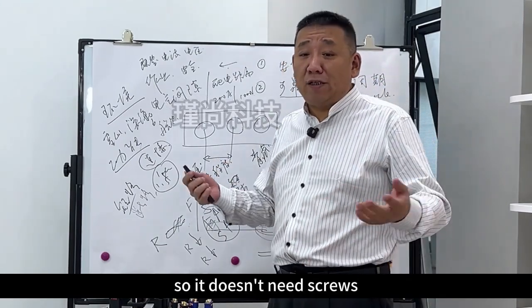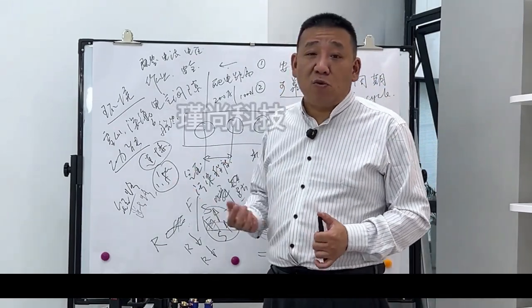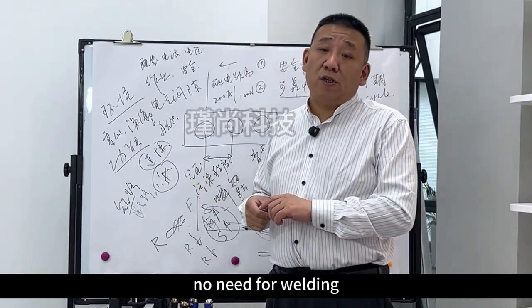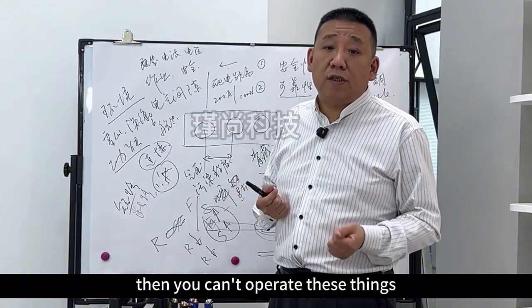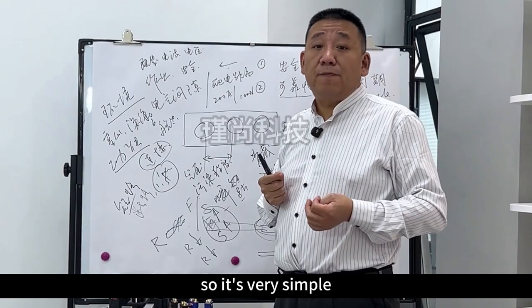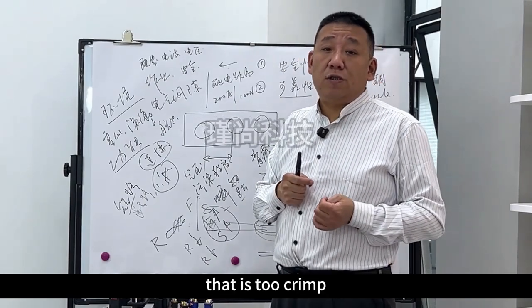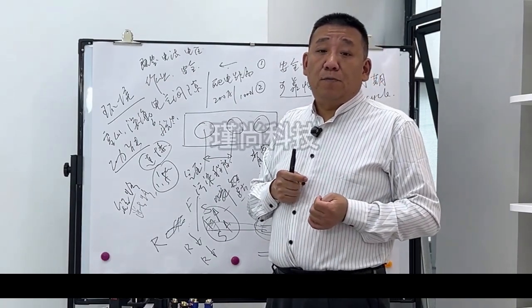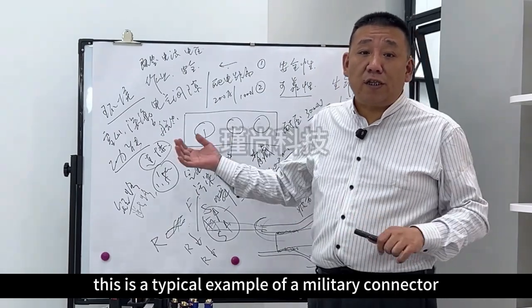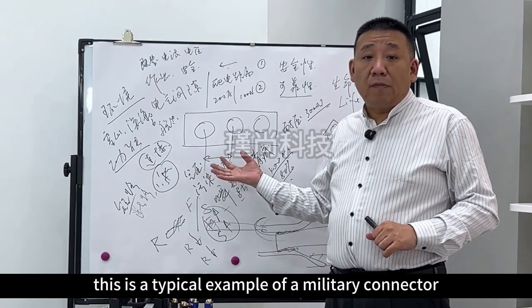So it doesn't need screws. Preferably, no screws are required, and no need for welding, because then you can't operate these things. So it's very simple, just a crimp. Do you want a push-pull lock? This is a typical example of a military connector.